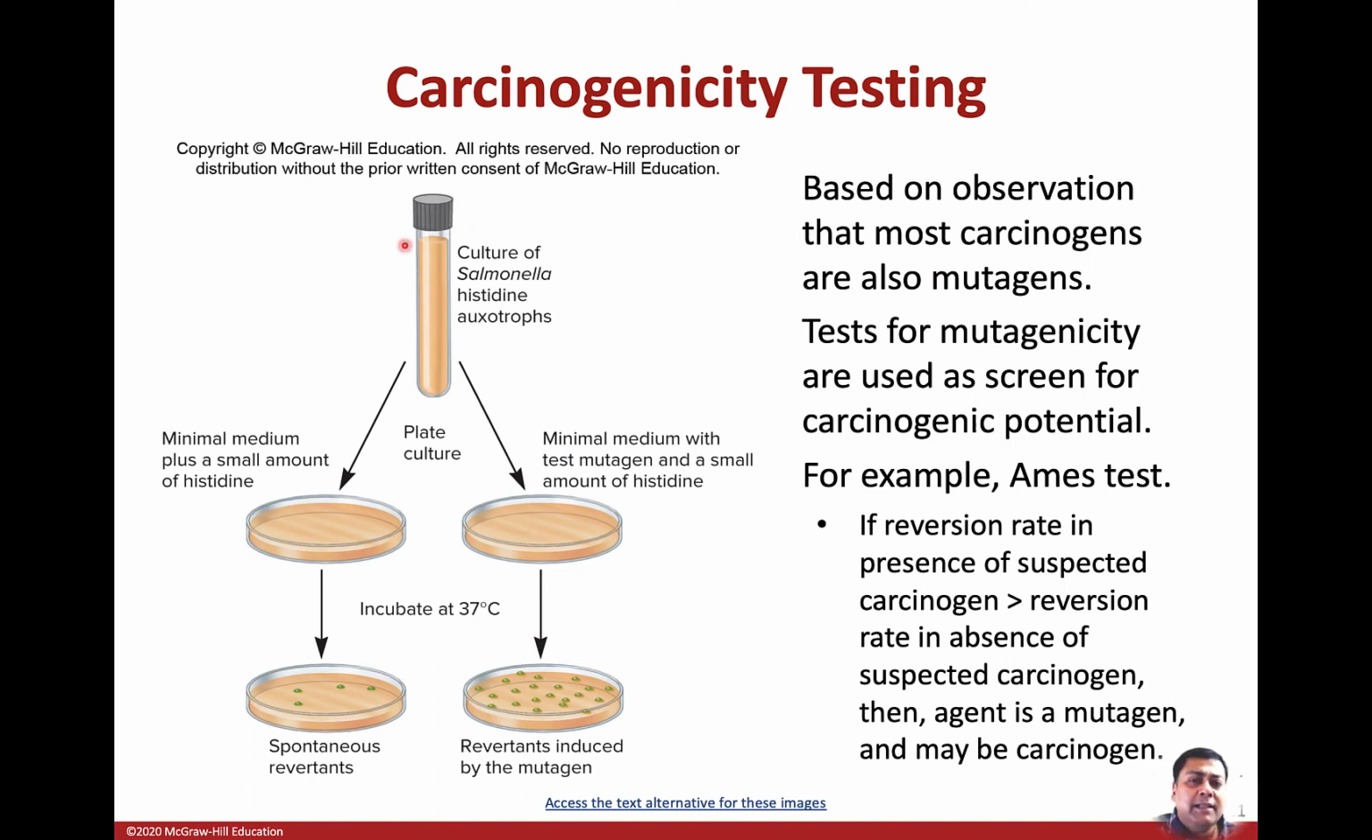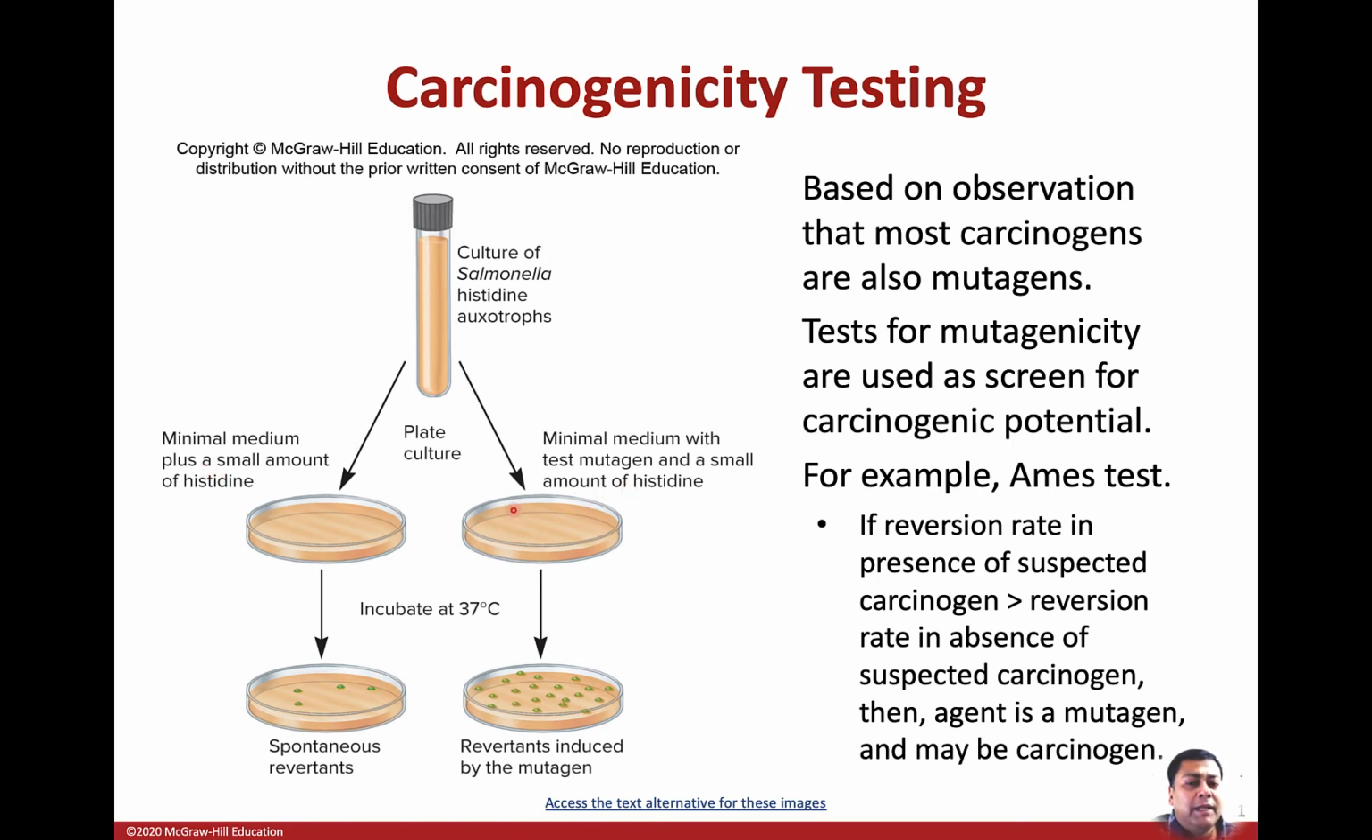So what we do is take this culture of Salmonella and mix it with the test mutagen, and plate it on minimal media plus a small amount of histidine. Usually how the experiment is done, you have an agar plate, and on top of that agar plate you spread the testing mutagen, and you spread the bacteria on top of that. Now on top of that, you put a little bit of molten agar, and that molten agar will contain a small amount of histidine.